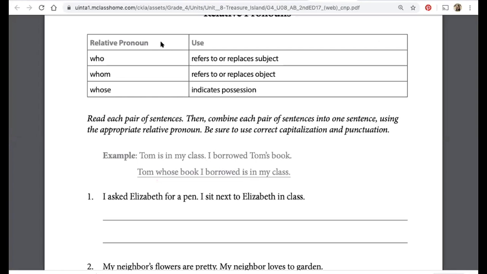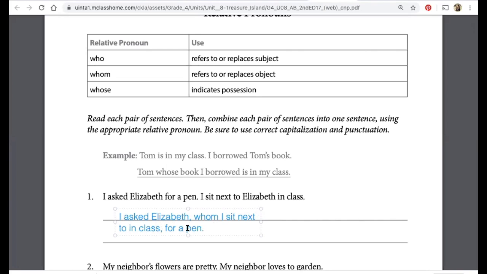Okay, so let's head on back to our number one. Number one says, I asked Elizabeth for a pen. I sit next to Elizabeth in class. So we could say, I asked Elizabeth, which is my middle name, which is kind of cool, here are our commas, whom I sit next to in class, for a pen.